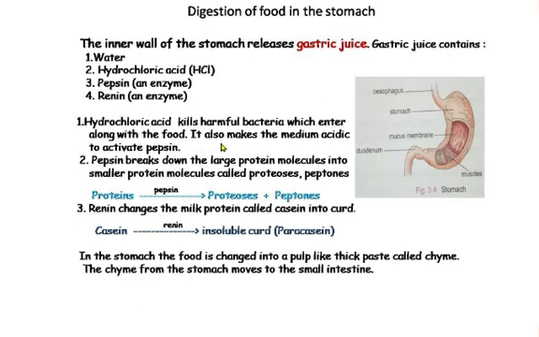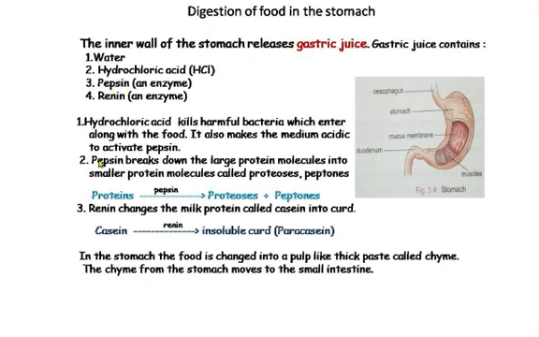Hydrochloric acid also makes the medium acidic to activate pepsin. Pepsin, this enzyme, can act only in the acidic medium. So, hydrochloric acid helps pepsin to perform its function.